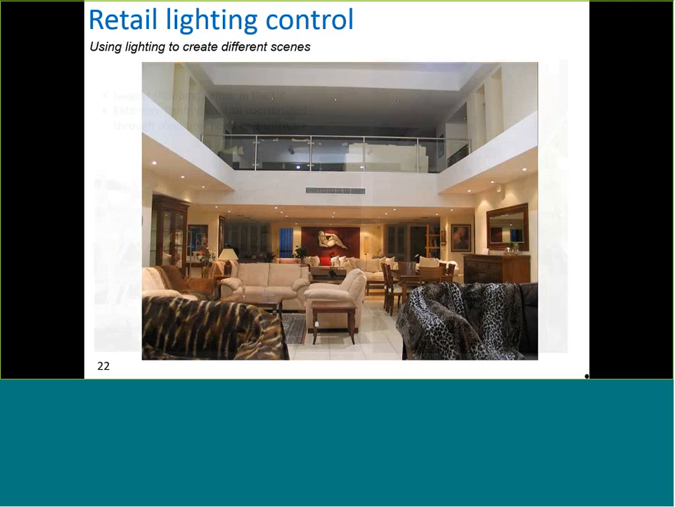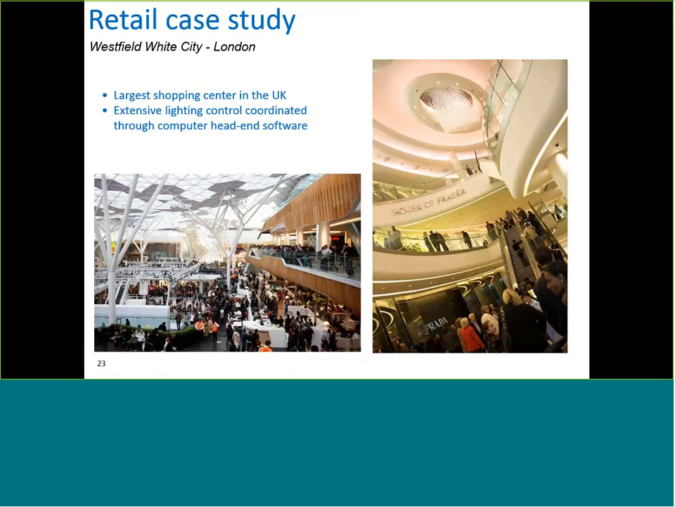An example of this would be Westfield's White City. This is the UK's largest shopping centre. There is extensive lighting control throughout the entire shopping mall, and one of the goals of the shopping mall was to combat online purchasing. By doing this, they required a vivid environment in which people felt energised, and so there was a colour-changing theme running through the entire site.